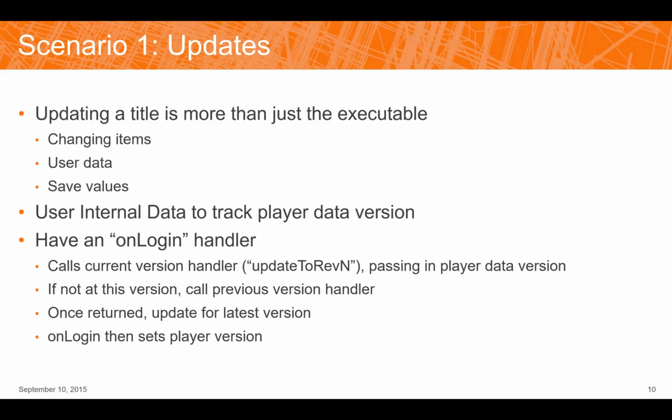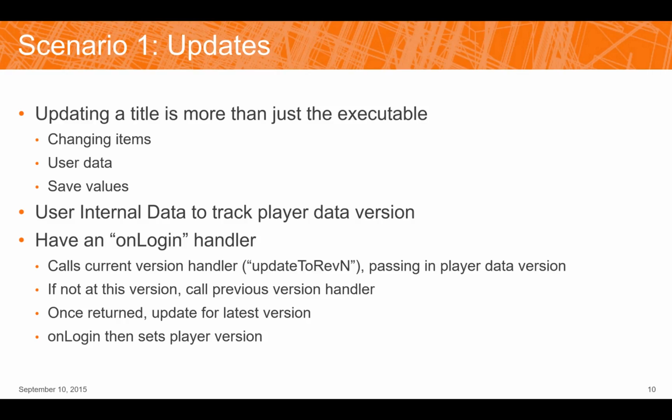Okay, so what you do is use internal data to track the player data version. Now, internal data, if you don't remember, we have 3 different forms of data specifically associated with the user. User read-write, user read-only, and user internal. Obviously, read-write can be read from and written to by the client. Read-only can only be read by the client. Internal is the one that the client can't even see. So you use internal data to track the data version. You could use read-only as well. In this case, I'm going to use internal.